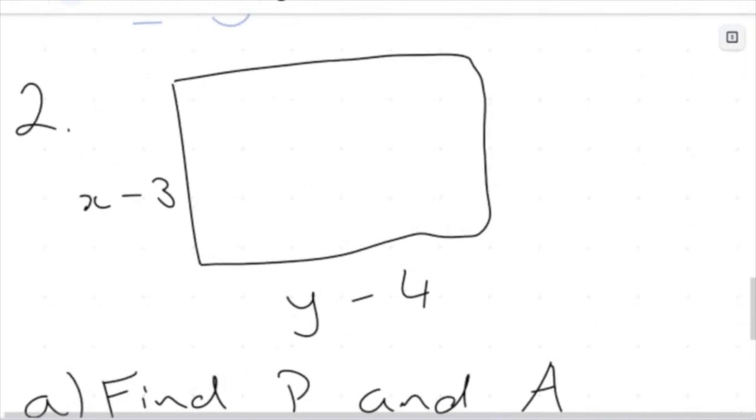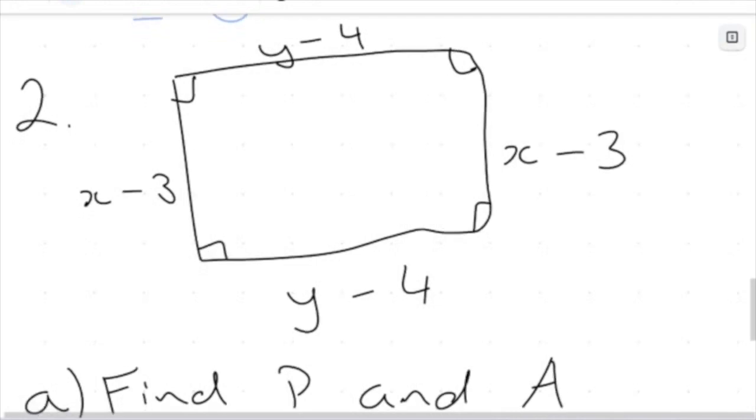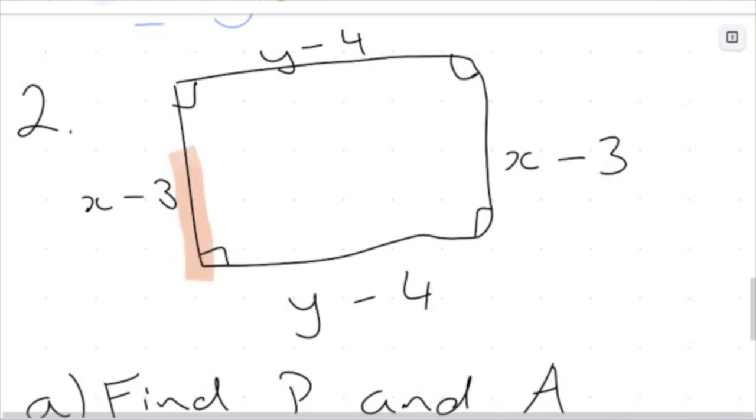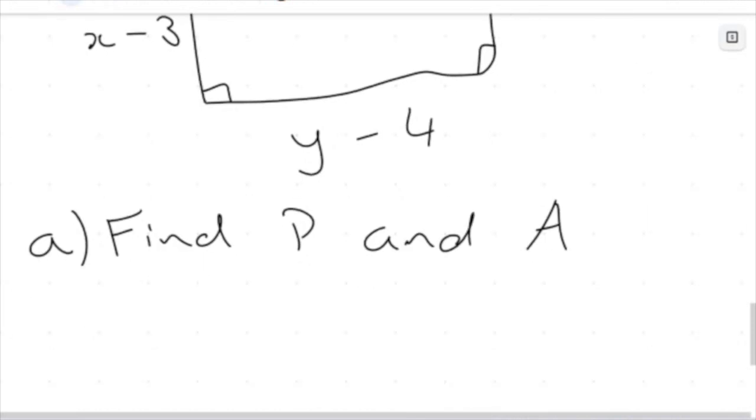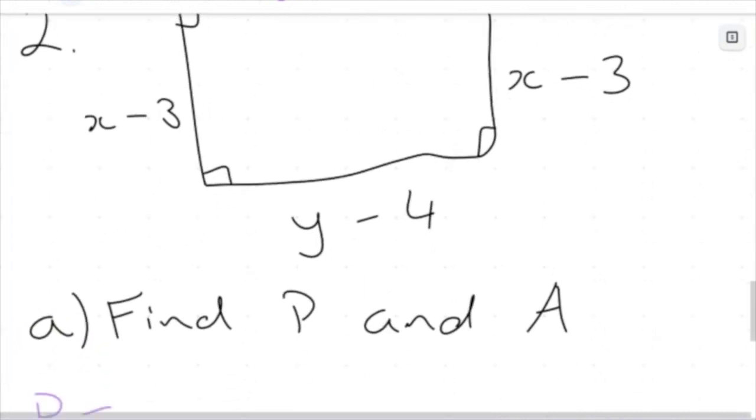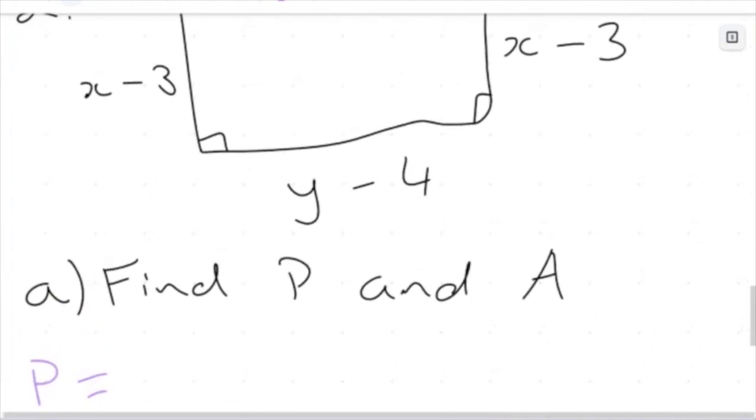Well, if this is a rectangle, first of all, let's just fill in these other lengths because opposite sides of a rectangle are equal. So this side's also going to be x minus 3, and this side's also going to be y minus 4. Now, let's first find the perimeter. Now, the perimeter, once again, involves adding all of these sides together. So, what I'm going to do to find the perimeter, well, I'm going to say that this is just x minus 3 plus x minus 3.